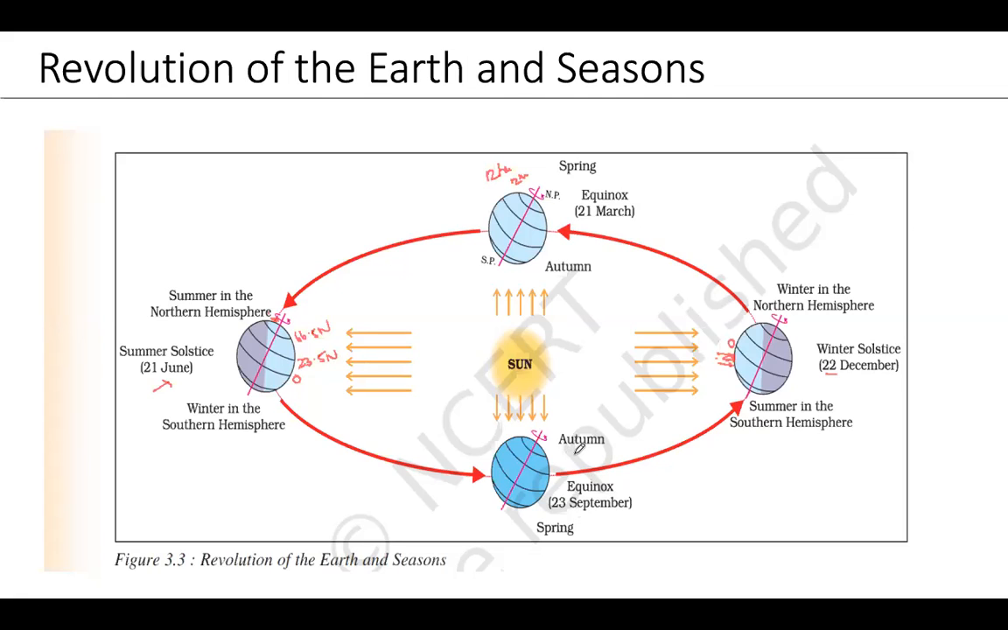We call it equinox, as both day and night are equal. This is because the sun rays fall on the equator exactly, so it will have 12 hours day and night. So this is the revolution of the earth and the seasons. So we have the 4 seasons: summer here, and then autumn, and then winter, and then we have the spring season. Okay, thank you.